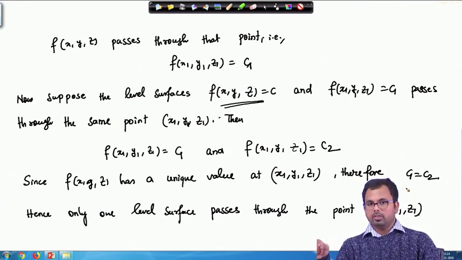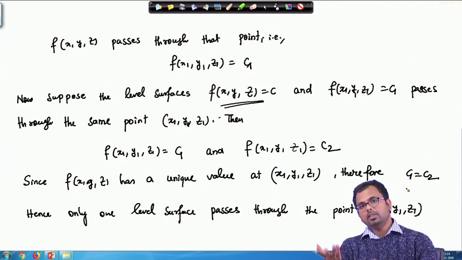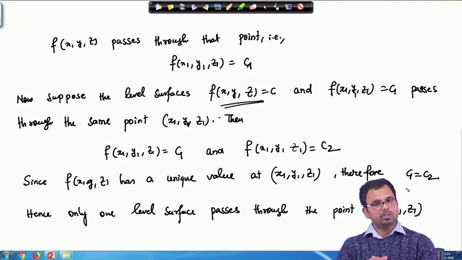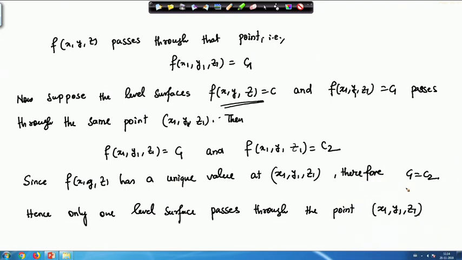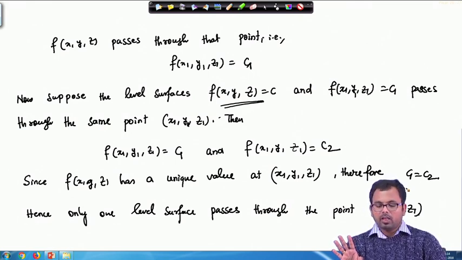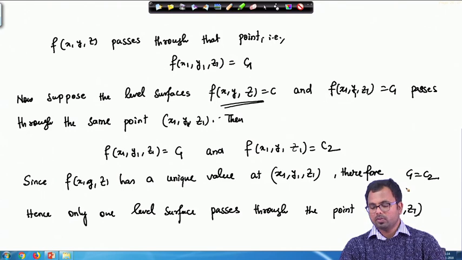z1 and x2, y2, z2, and since those two points are in the region R, we substitute those two points in the equation f(x, y, z) equals c. So, that means we will have f(x1, y1, z1) equals c1 and f(x2, y2, z2) equals c2. That is what we are trying to do here. But if it passes through the same point, then we will have f(x1, y1, z1) equals c1 and f(x1, y1, z1) equals c2.